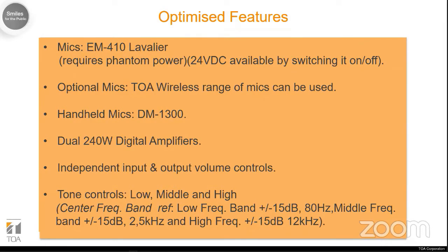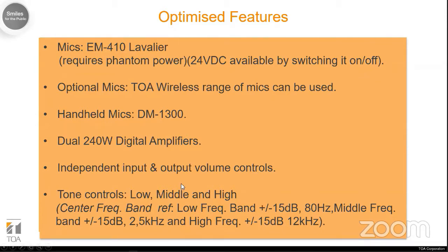Number one, let's talk about the microphones. At the moment, it is optimized to work with the EM410, which is a Tower Lavalier hardwired condenser microphone that requires 24 volt phantom power, which is available by merely switching it on and off for input number one or for inputs 2 to 6. I will show you later on. We also have a wide range of TOA wireless microphones that can be used with the MX6224D. It has also been designed to work very well with the TOA handheld dynamic microphone, the DM1300, which is designed for both speech as well as vocal use.